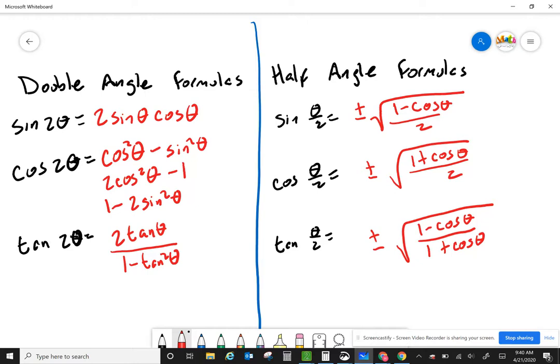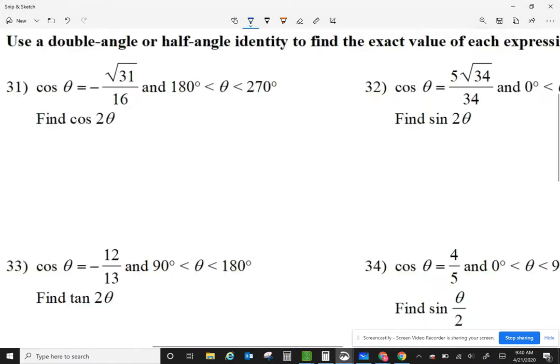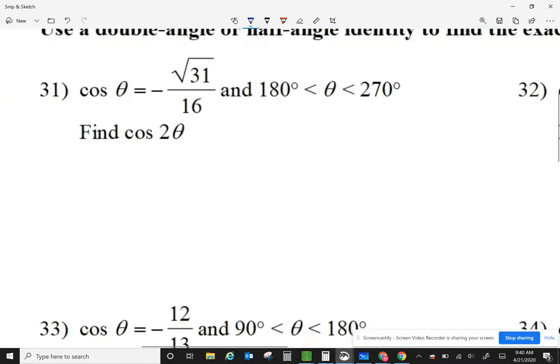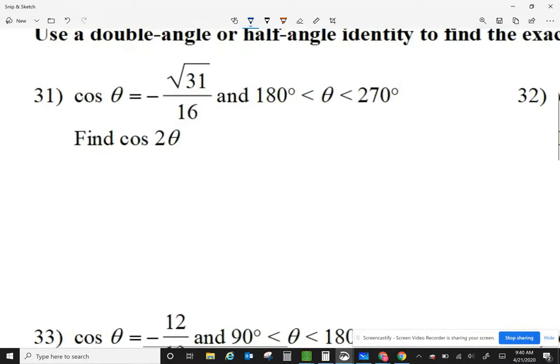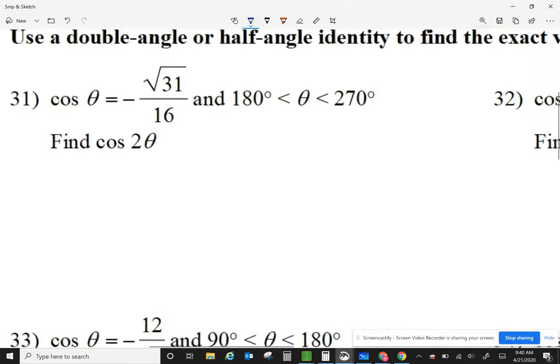Make sure you know these formulas. They're going to be given in the homework, but make sure you know them in order for us to be able to do our work. Let's take a look at our practice. Question number 31. Cosine of theta is given, and my theta is in between 180 and 270. All right, 180 and 270, that's the third quadrant.